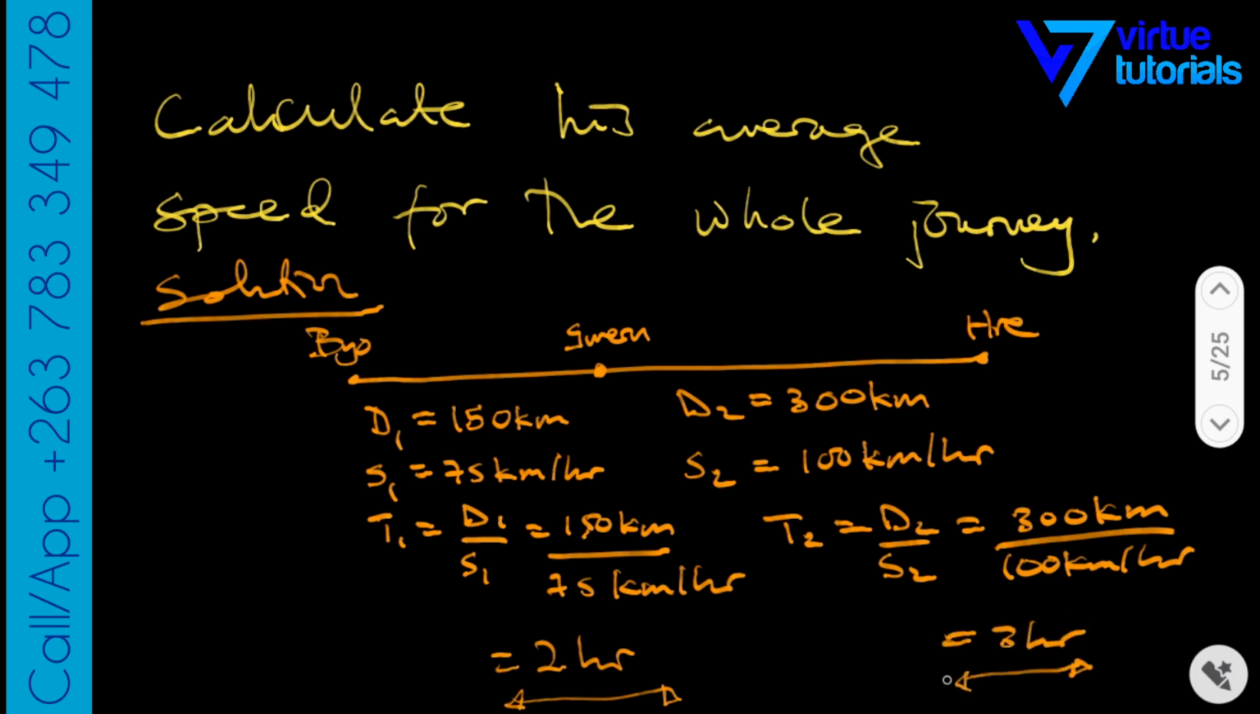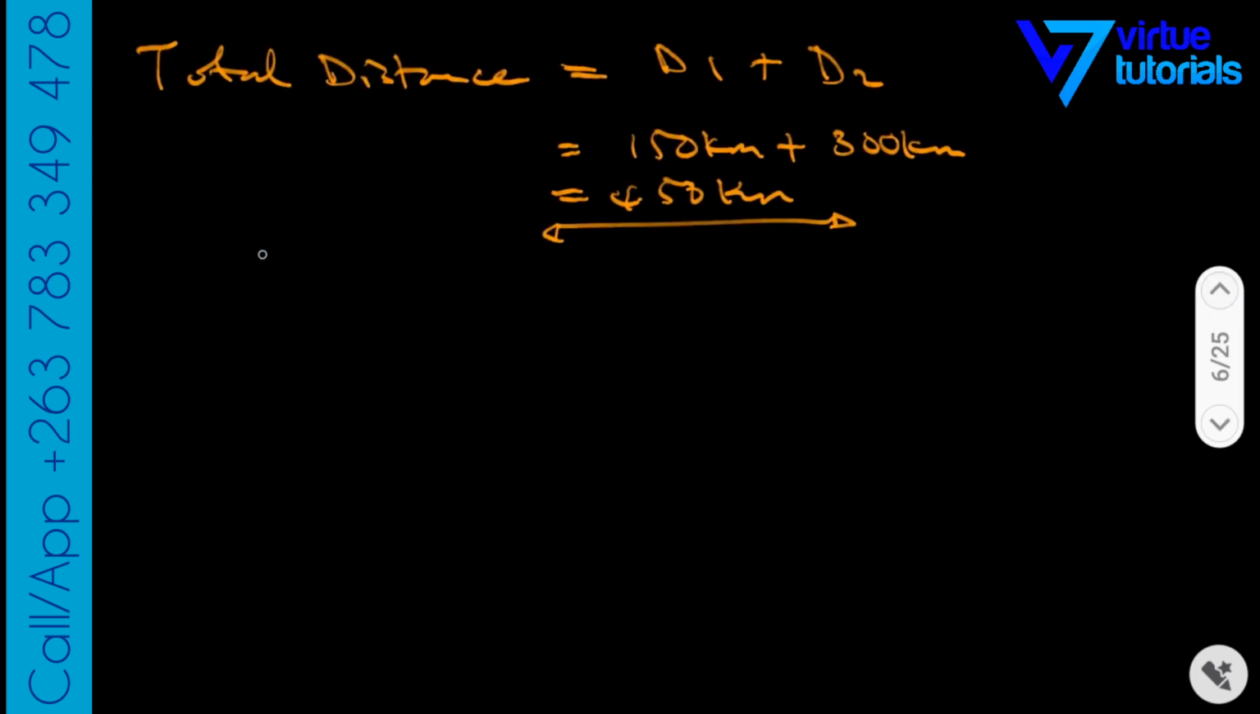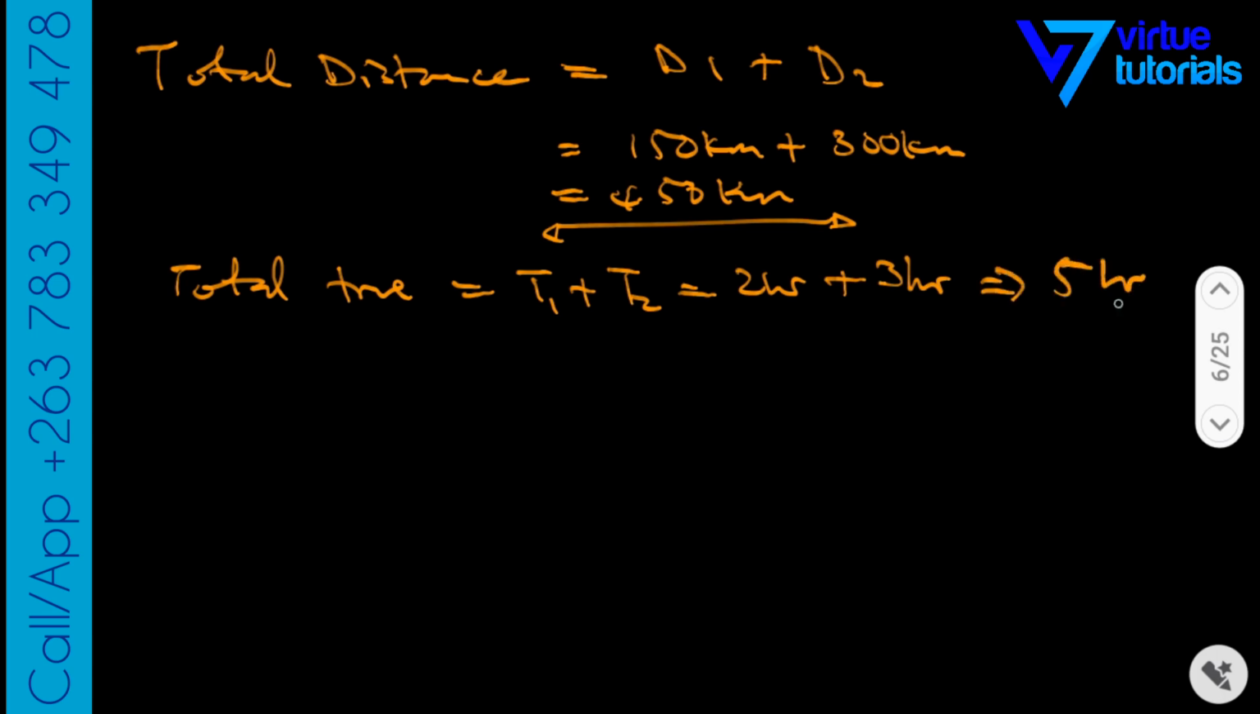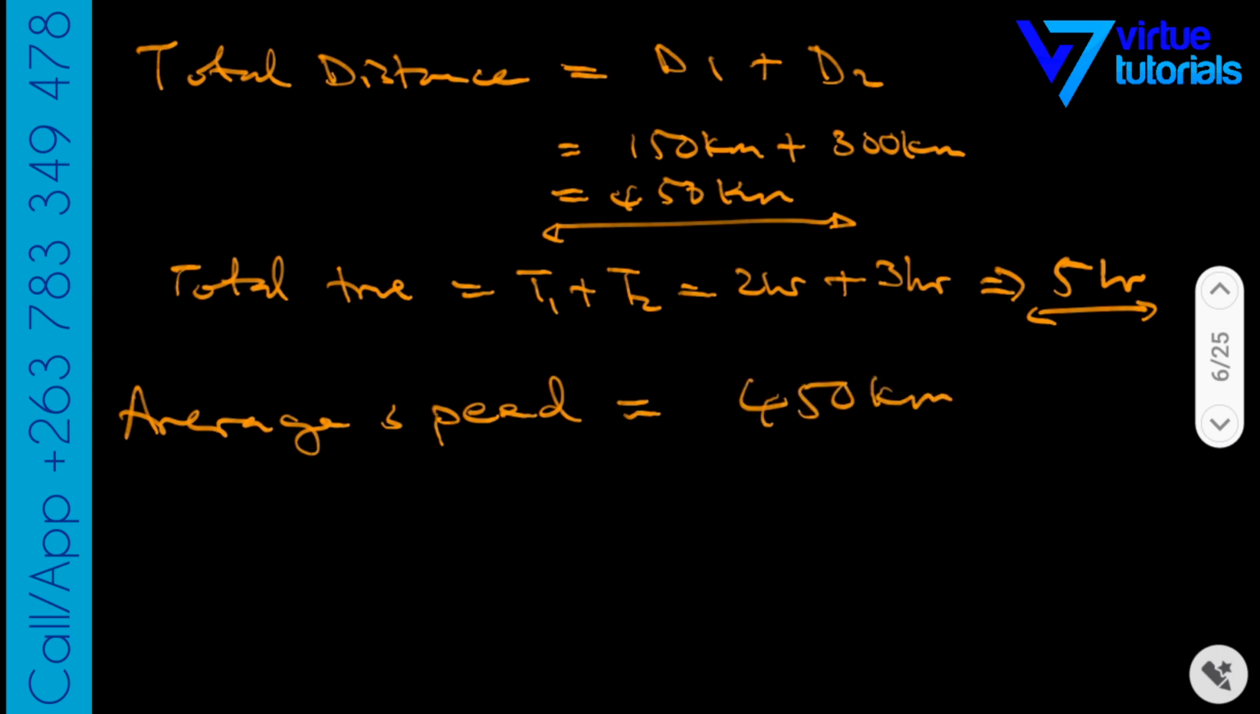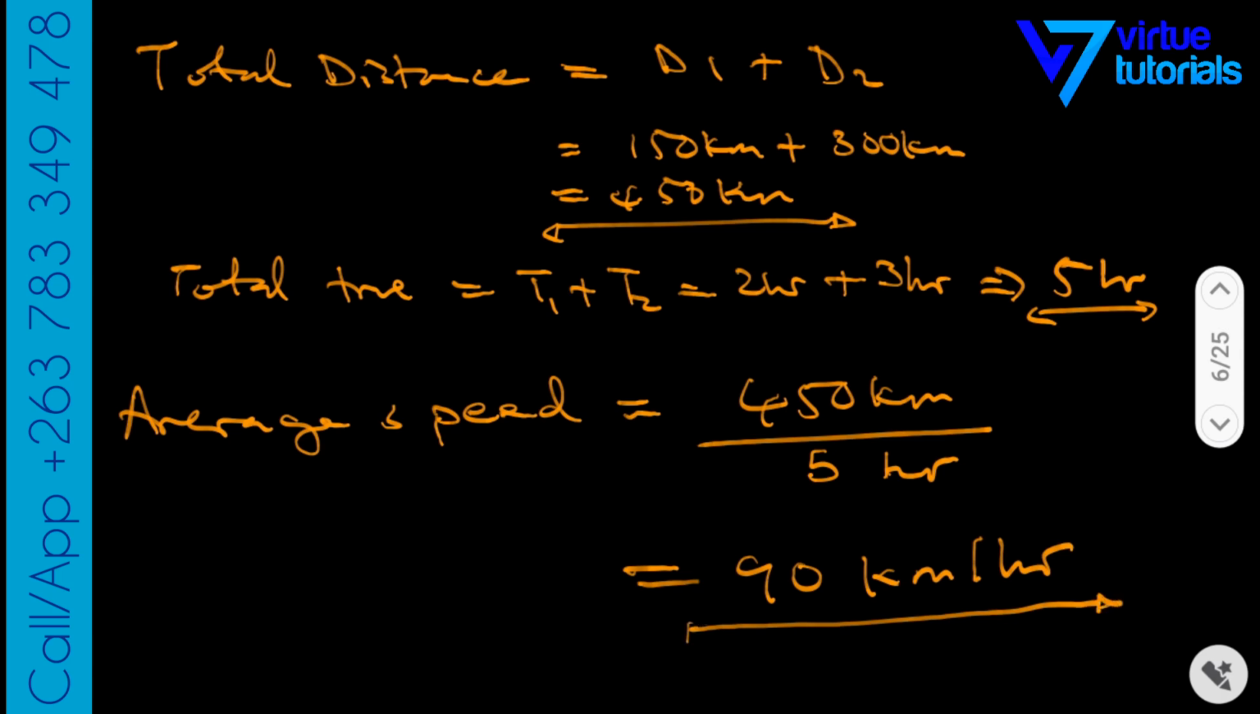So now I have my times. My time for the first part was 2 hours. That's how long the motorist took to travel from Bulawayo to Gweru. And the time for the second part is 3 hours. That's how long the motorist took to go from Gweru to Harare. So the total time will be equal to T1 plus T2, which is 2 hours plus 3 hours, which gives you 5 hours. So what do we know? Our average speed is total distance over total time. What's our total distance? 450 kilometers. What is our total time? 5 hours. So 450 divided by 5 gives you 90. And then your units become kilometers per hour. Your units come from this here. So 90 kilometers per hour. That's your average speed for the whole journey.